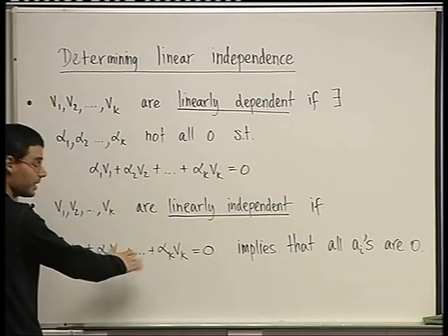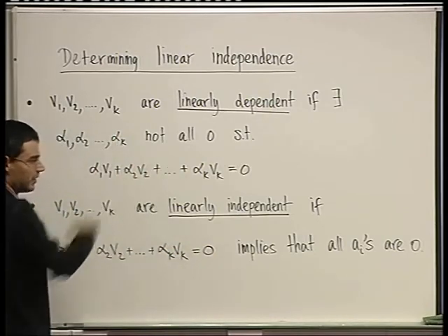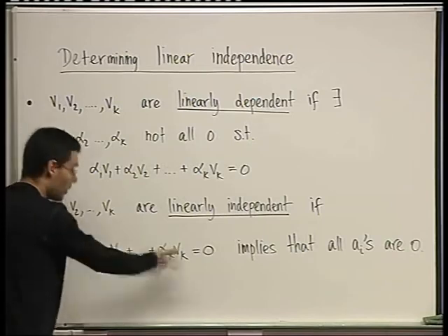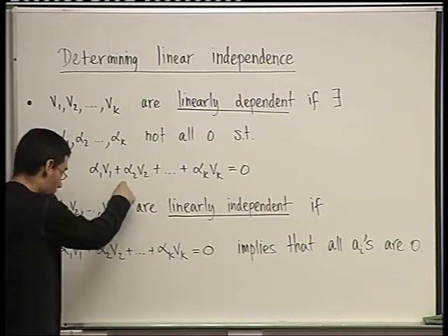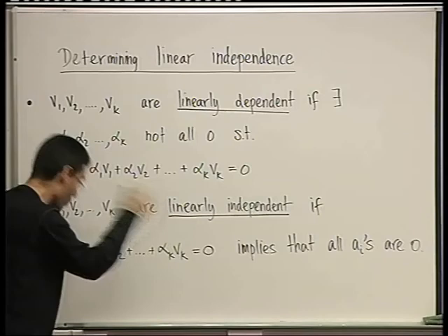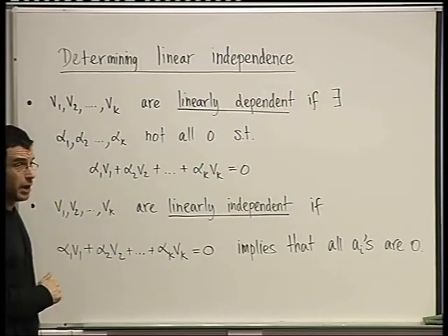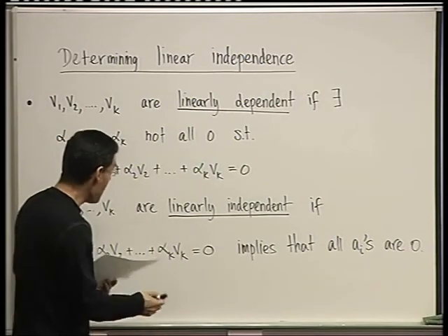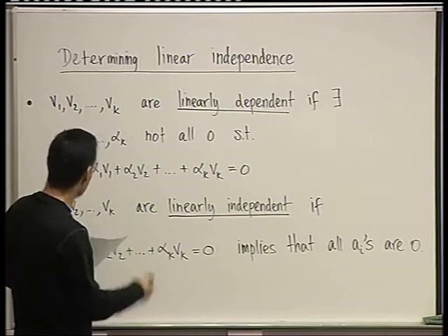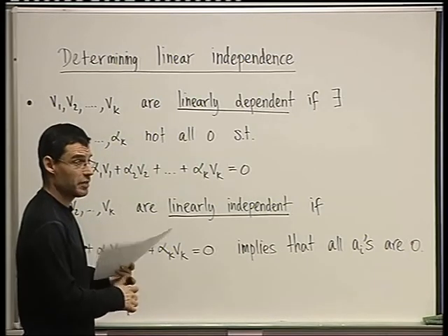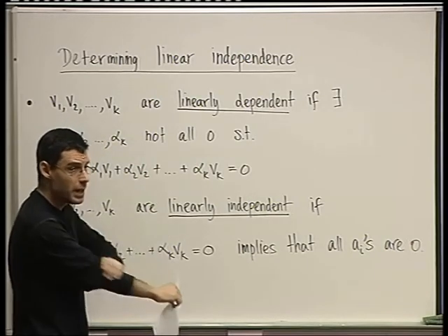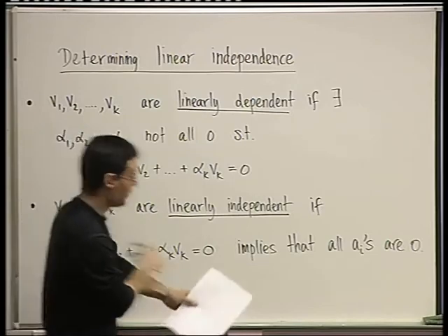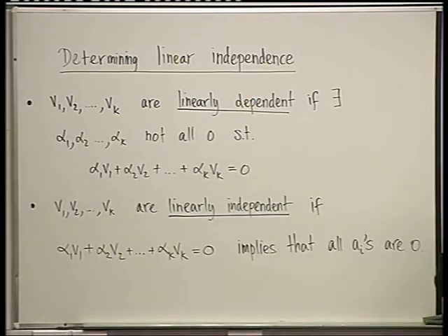Remember that? And they are linearly independent if whenever you have such a linear combination that equals 0, this automatically forces all the alpha i's to be 0. It can only happen when they're all 0. In other words, you cannot write one as a linear combination of the others. What I want to do now is demonstrate how we determine if a set of vectors is linearly dependent or not by means of examples. So let's start. Here's our first example.